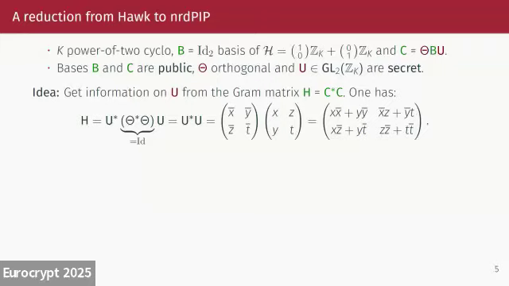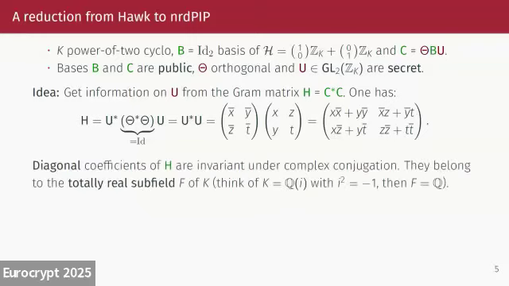If you write down this matrix, H is in fact equal to U star U. If you expand the product, you get this Hermitian matrix. And look at the diagonal coefficients. They are invariant under complex conjugation. So in fact, they are elements of a subfield of K, which is called the totally real subfield of K. If you're a bit lost, you may think of K as Q(i), and then I'm just saying that the diagonal coefficients are rational numbers.